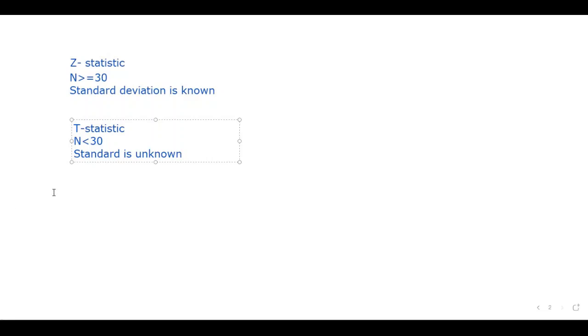Now let's look at the instance where you can use both tests, the Z or T statistic. That one is if your n is greater than or equal to 30, but your standard deviation is unknown.